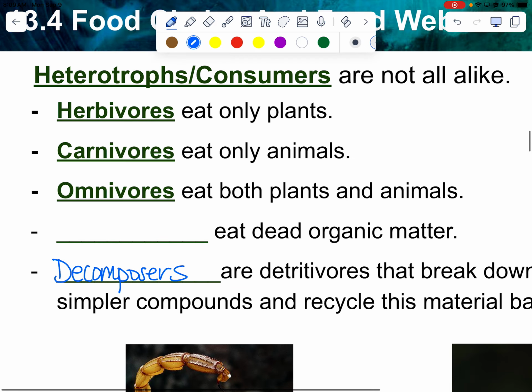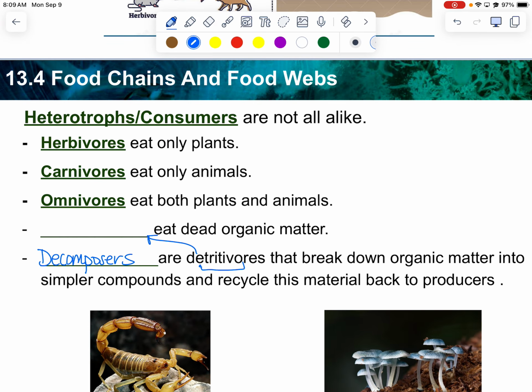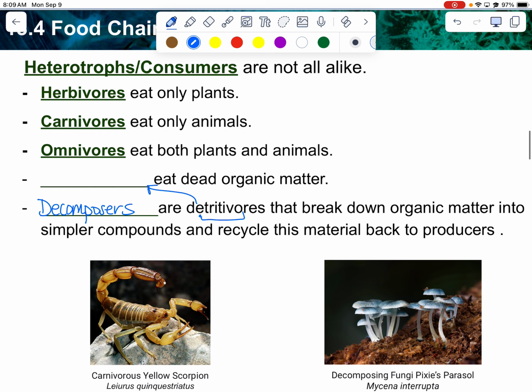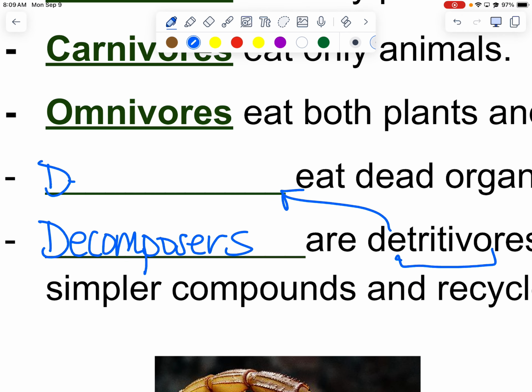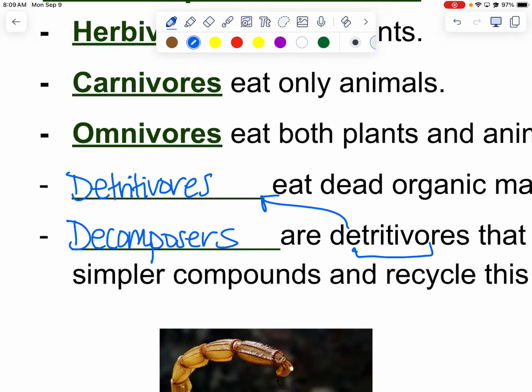Decomposers are detritivores. That's the word that goes here. That break down organic matter into simpler compounds and recycle this material back to producers. So detritivores, they eat dead organic matter.